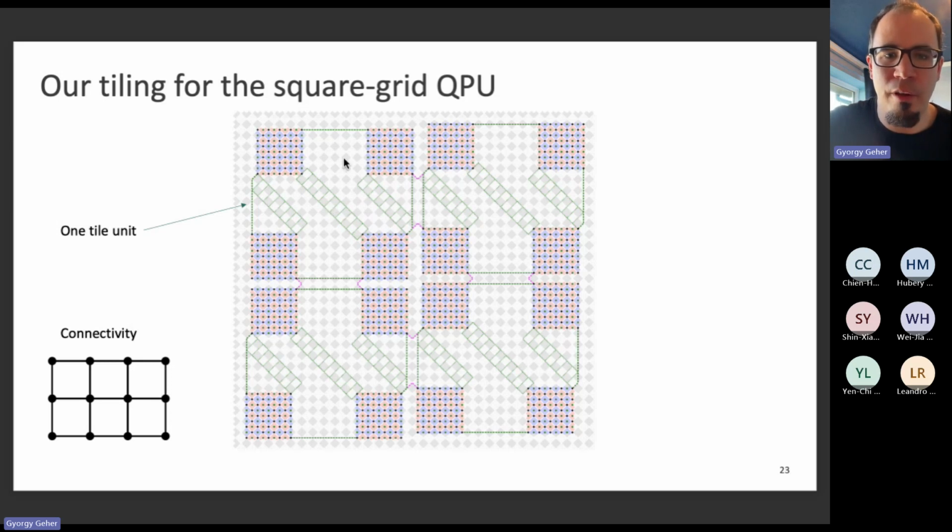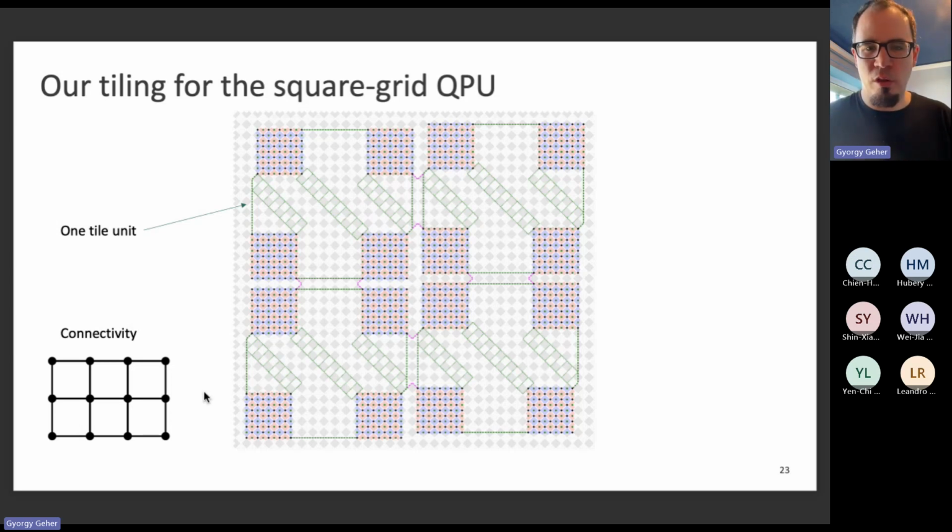We have some routing space here. You can see this dotted area here. This is where we can put elongated rectangles and twist defects. Otherwise, we just put local stabilizers. So now, if we would like to measure any Pauli operator, we can do this by one lattice surgery operation using the tangled syndrome extraction method, using just this connectivity.